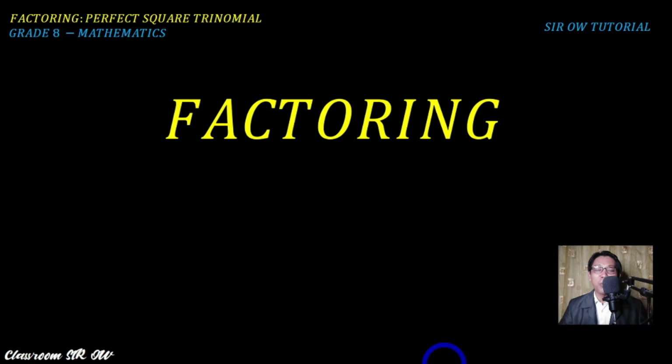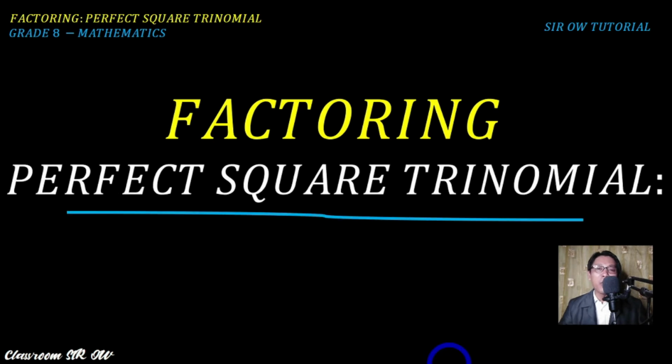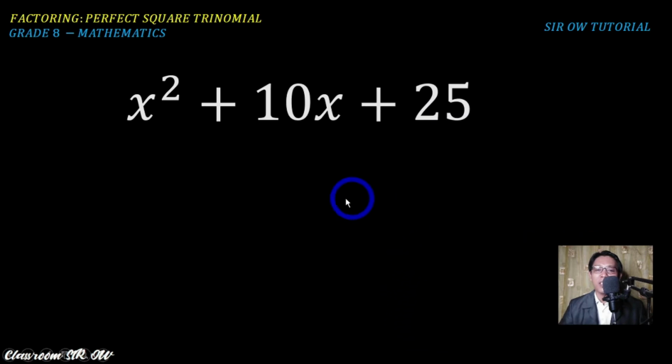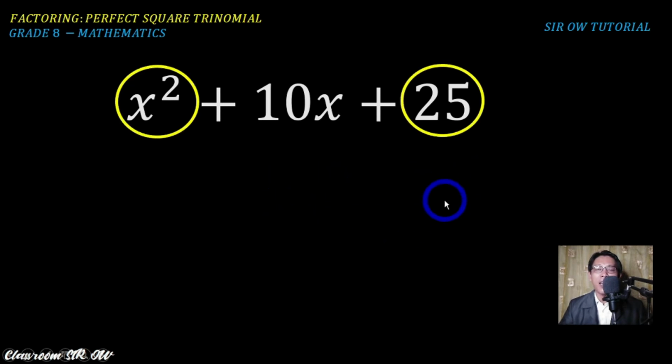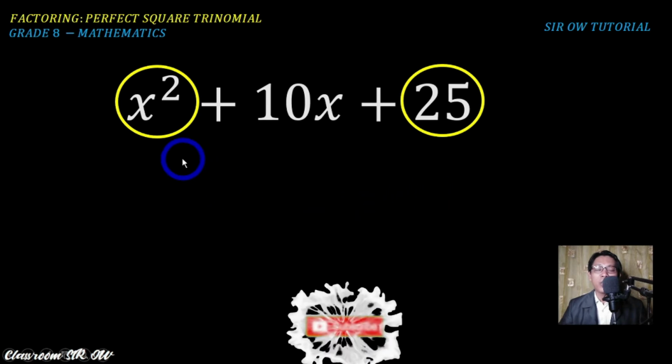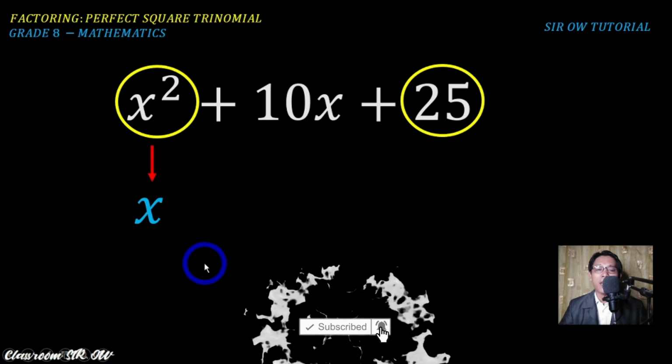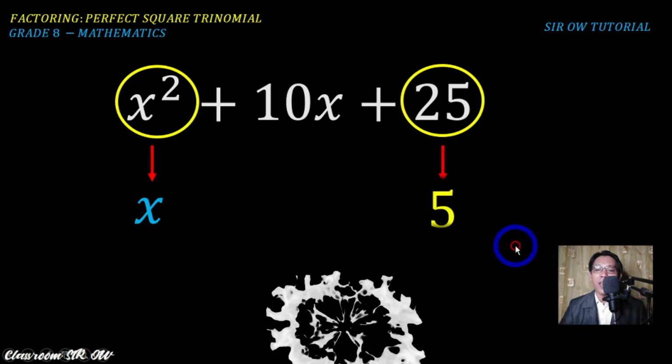So in this session, what we are going to talk about is factoring, especially factoring a perfect square trinomial. Before we could understand or appreciate a perfect square trinomial, let us first investigate a trinomial. Let's say x squared plus 10x plus 25. In this trinomial, if you notice, the first term and the last term are perfect squares. Why are they perfect squares? Because we can find their square roots. The square root of x squared is x, and the square root of 25 is 5.